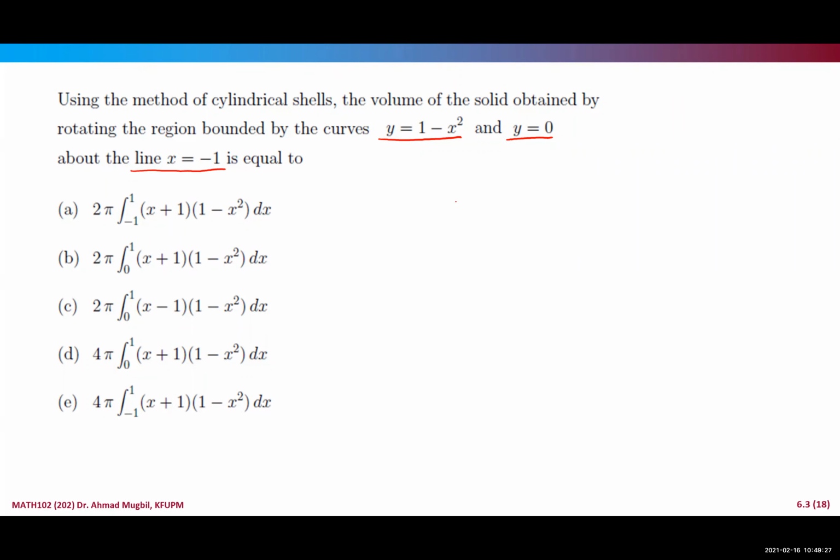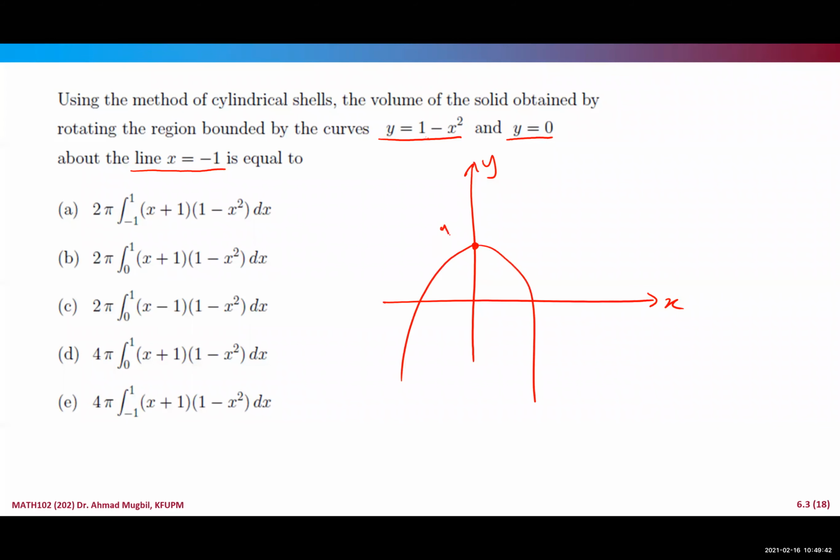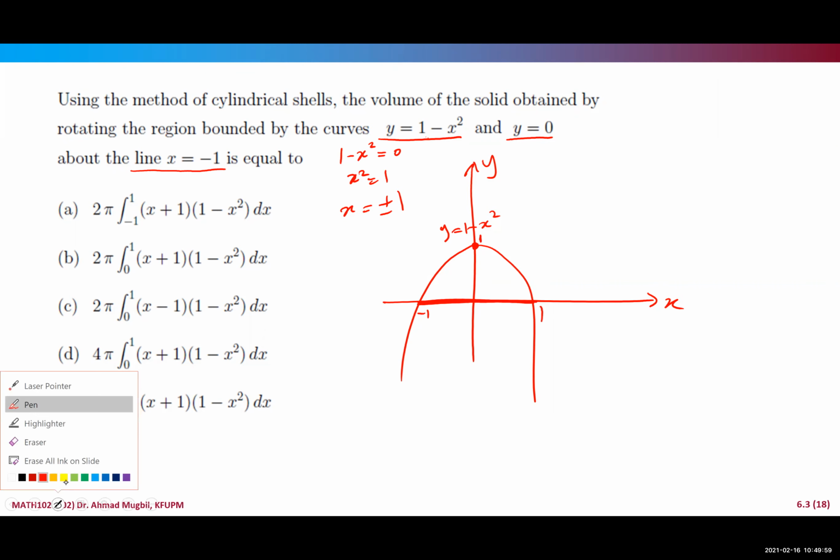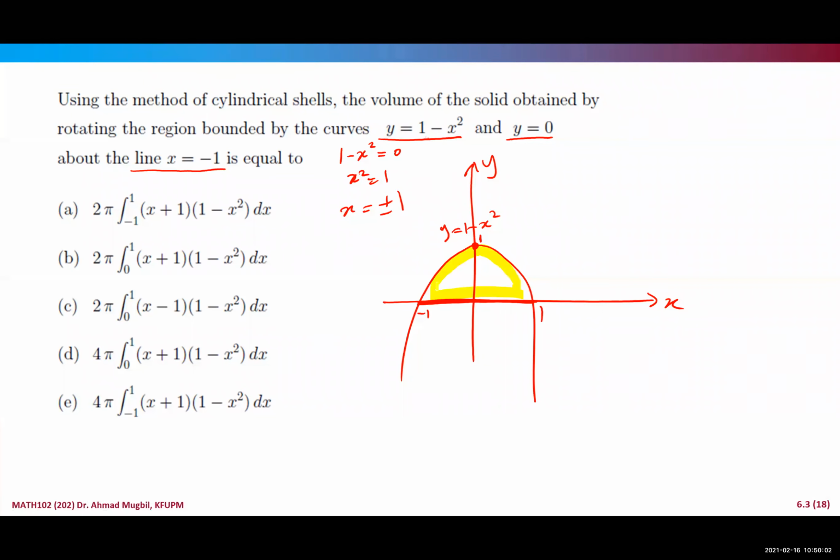So what we will do, we will draw the x-axis and the y-axis. What is the first curve? It is a parabola that opens down, and the vertex is at (0, 1). This is y equals 1 minus x squared. This is the x-axis, y equals 0. What are the x-intercepts? Y equals 0, x squared equals 1, x equals positive or negative 1. So this is -1, this is 1. Now this is the region that we will rotate.